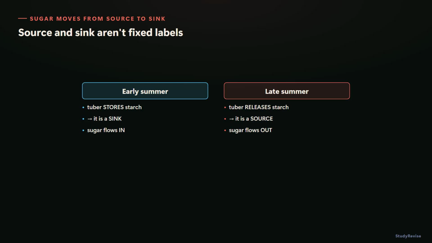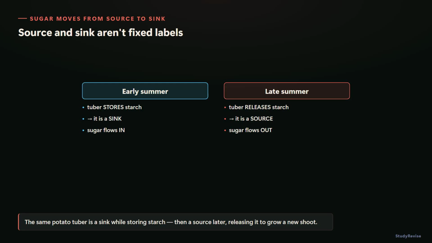And here's the detail that catches people out. The same organ can switch roles. A potato tuber is a sink while it's storing starch, but becomes a source later, releasing that starch once the plant needs it to grow a new shoot. Source and sink aren't fixed labels on a diagram. They depend on what's actually happening at that moment.